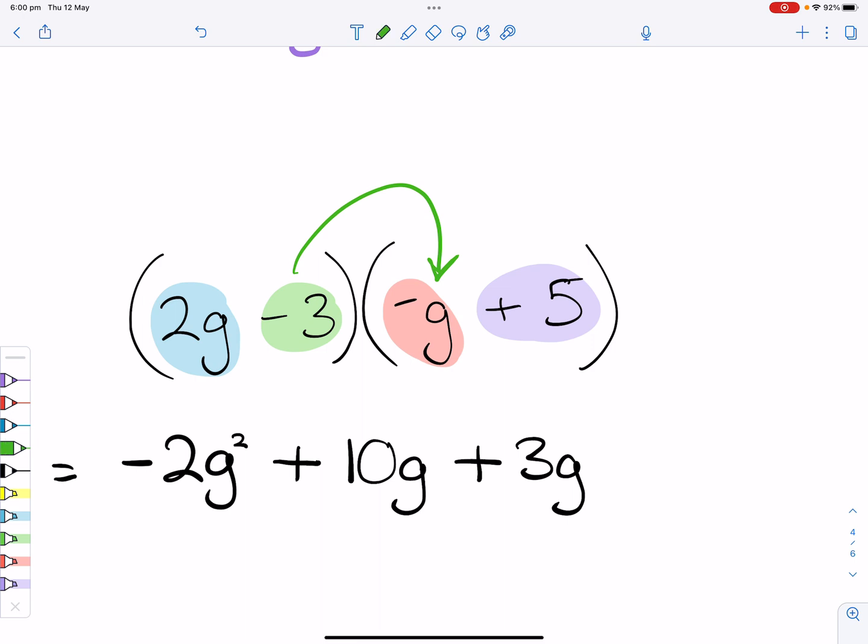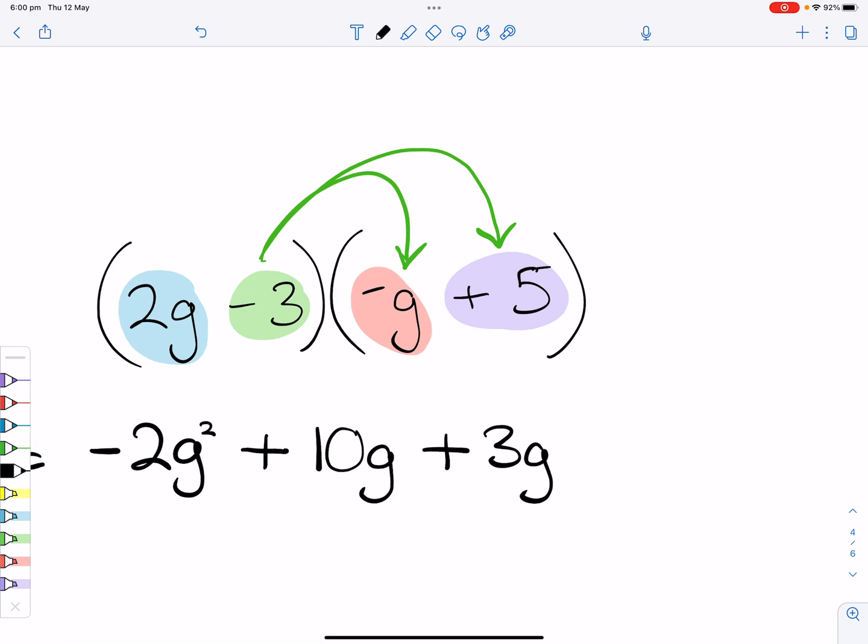Now we're going for the next attack, which is green times the purple. So we've got negative 3 times against a positive 5, so it should be a negative result. Now just look at the numbers. 3 times the 5 is 15.